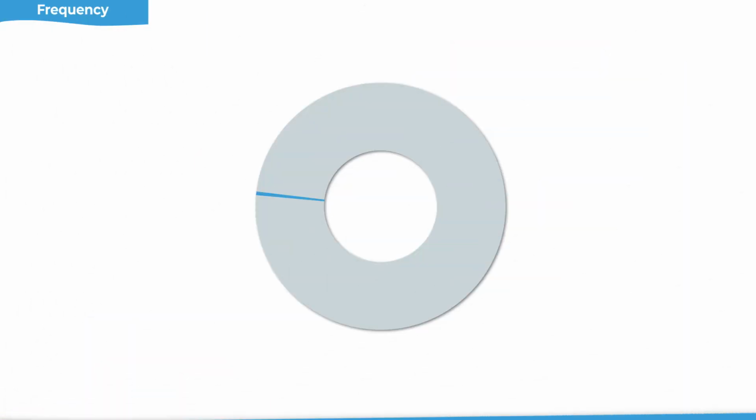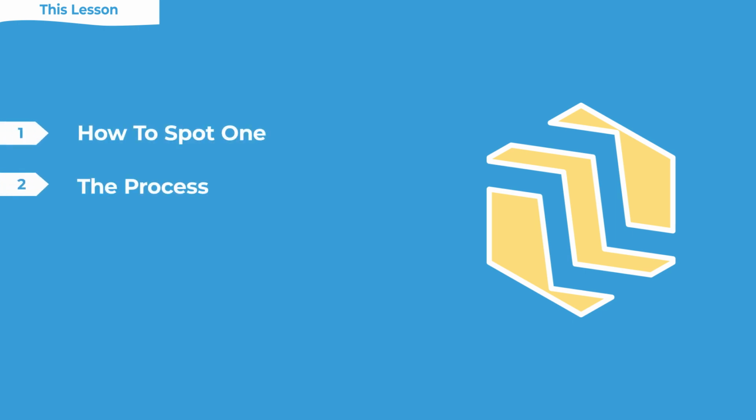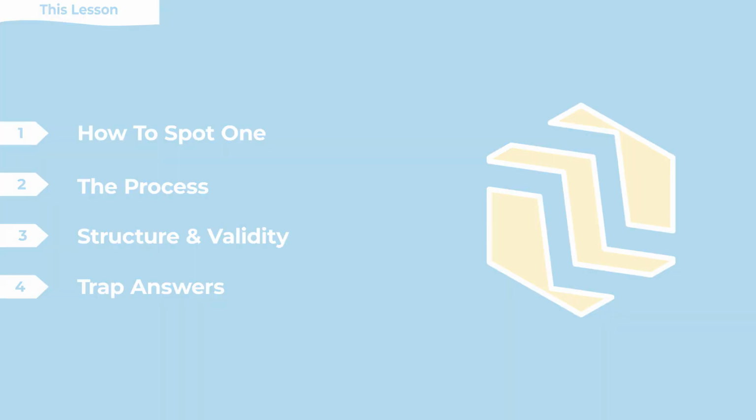Only 4% of logical reasoning questions are parallel flaw questions, so they're not the most important question type out there, but you will see a couple of these every test. In today's lesson, we're going to cover how to spot a parallel flaw question, what the process is for approaching one, how you can use structure and validity to anticipate what you're looking for, and what the trap answer patterns are that you need to be aware of so that you can get rid of those last remaining wrong answer choices.